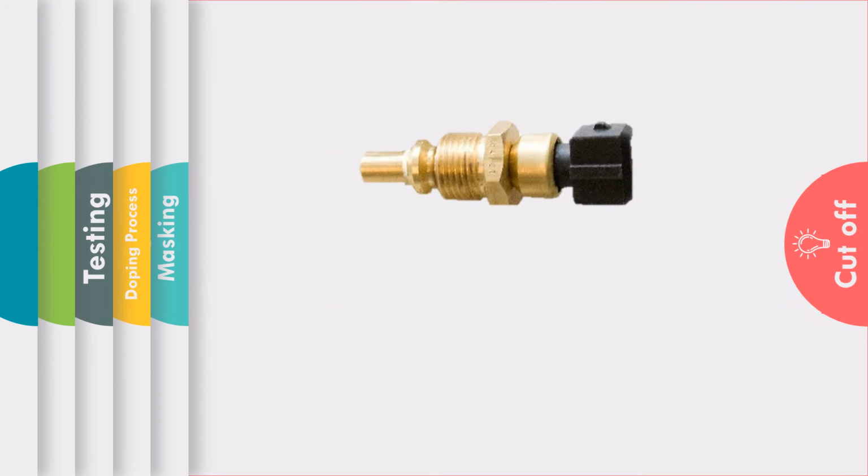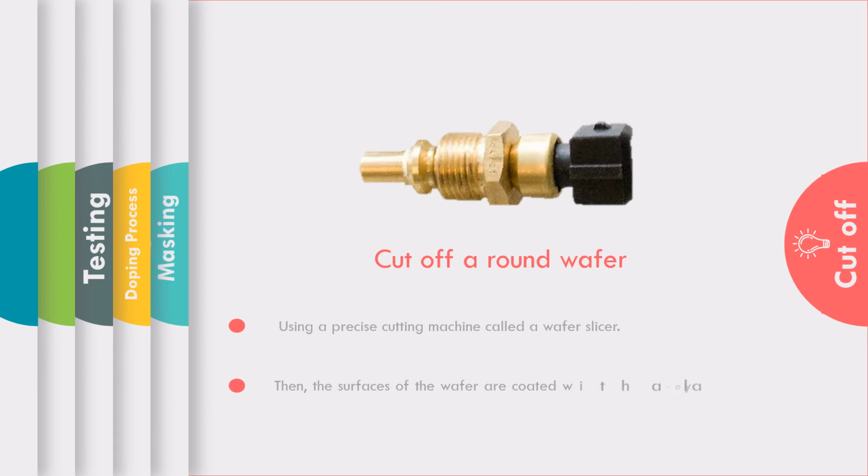The first thing to do to manufacture an IC is to cut off a round wafer from a cylindrical ingot of silicon using a precise cutting machine called a wafer slicer. Then the surfaces of the wafer are coated with a layer of silicon dioxide to prevent any oxidation of the silicon.